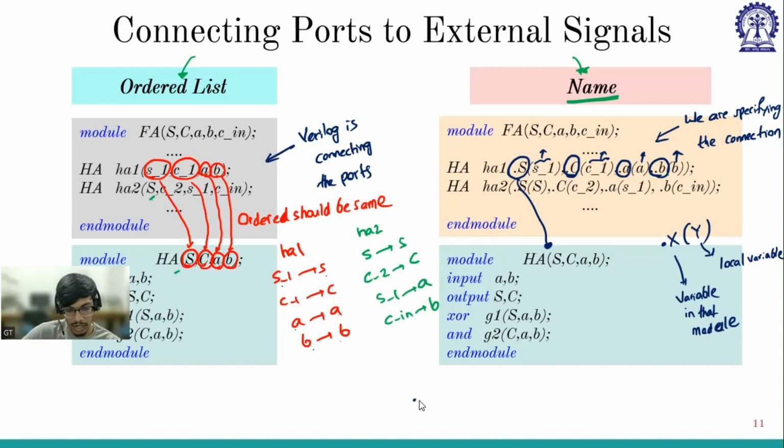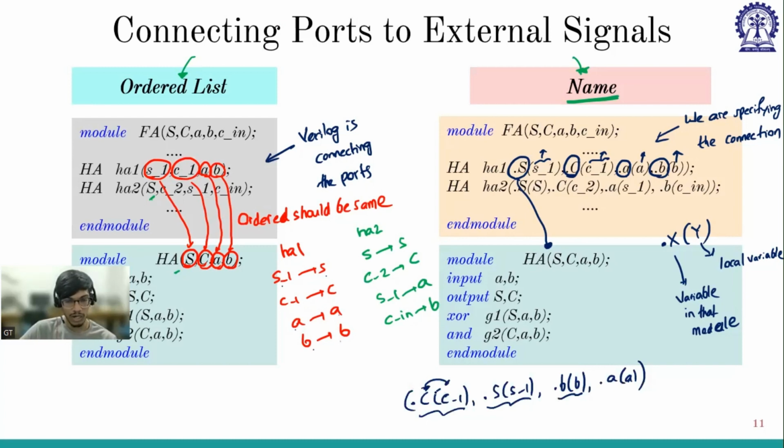I can also write dot C of C1 comma dot S of S1 comma dot B of B comma dot A of A, because I am specifying the connections. So I can write in any order, but whatever you want to connect, these two should be correct. So I can write C first, or A first, or B first. Here you can write in any order as you are telling which ports are connected. So as long as this port to port specifying the connection is correct, you can write whichever one you want to write first.